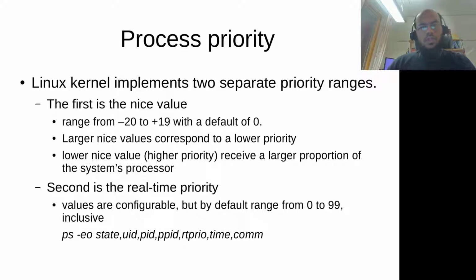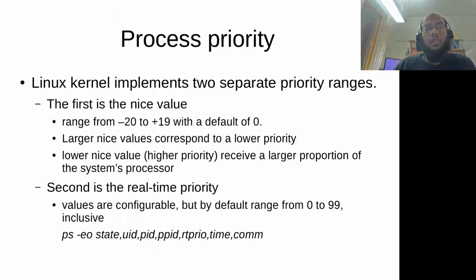In CFS, the Linux kernel implements two separate priority ranges, two ways to basically manage priority. The first is the nice value, which ranges from -20 to +19 with a default of 0. So when you start a new process, it will almost always start with a priority of 0 unless you change it to start with another priority. And this is mostly used only in CFS.